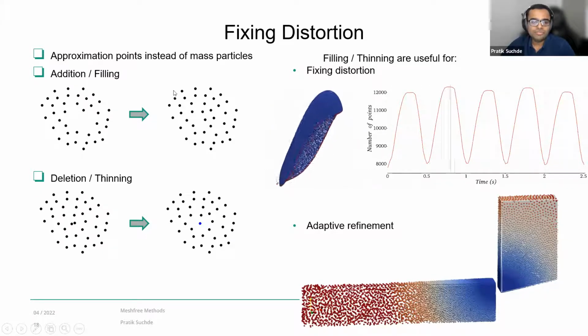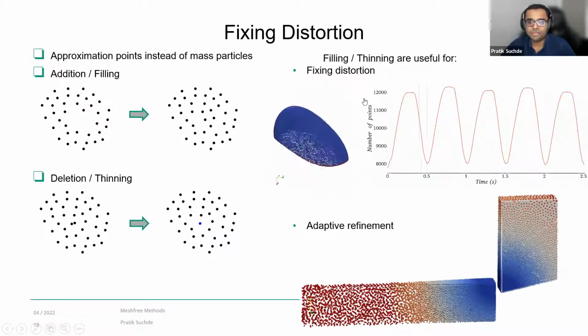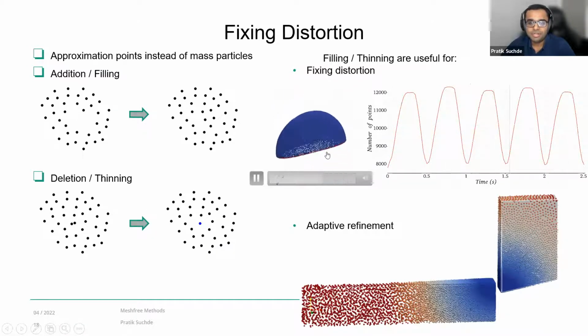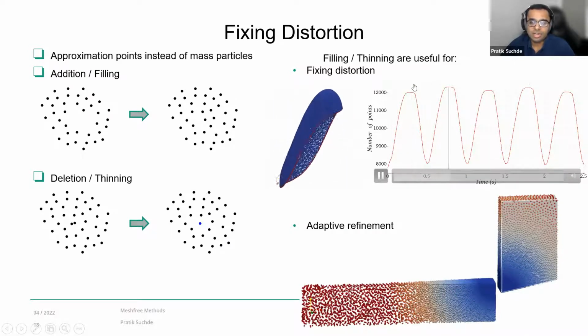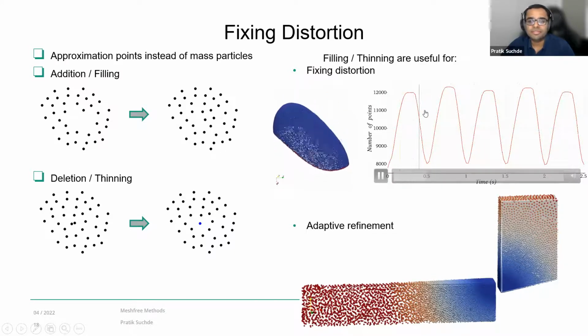Now, these notions of filling and thinning can, of course, as I said, be used to fix distortion. An example here is a simple surface that I'm stretching in different directions. And you can see that the number of points discretizing the domain goes up by a factor of 1.5, can be larger in some cases, and can go down pretty easily.